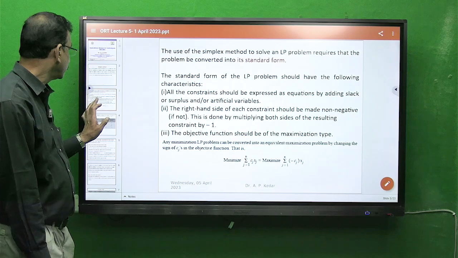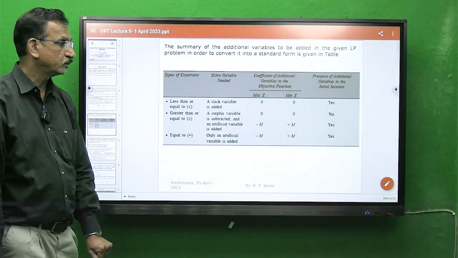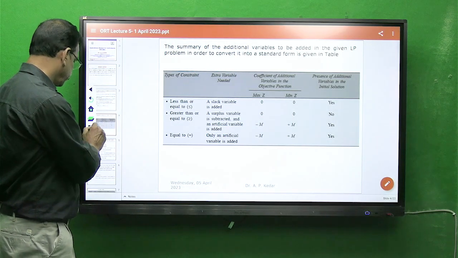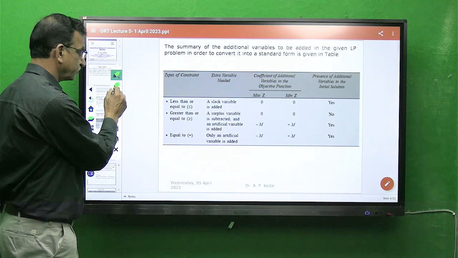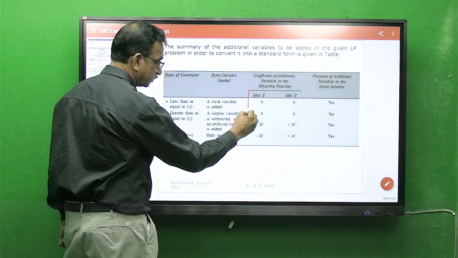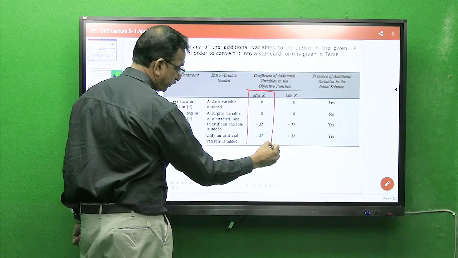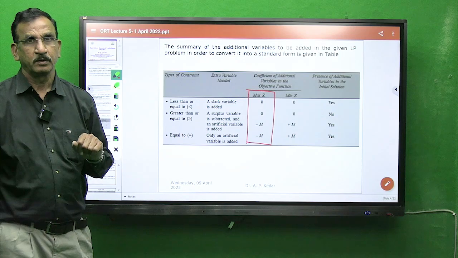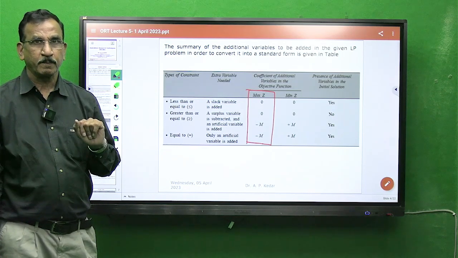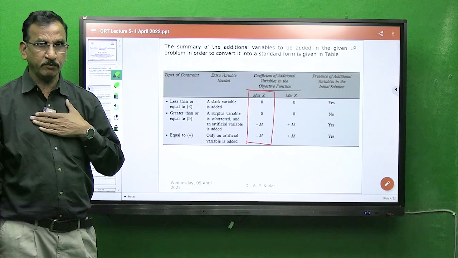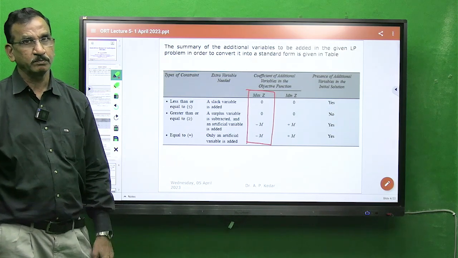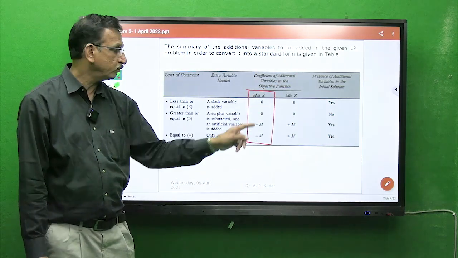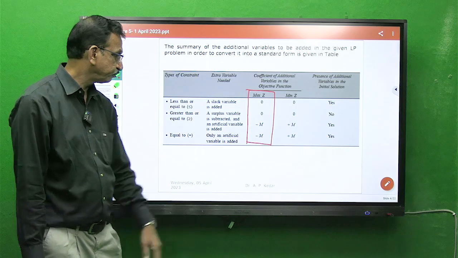Now, this table we will be concentrating on. Suppose you focus your attention on this part, because in the previous slide we have written that we will be studying the procedure for maximization. Which means I will be interested in converting minimization to maximization. Even I can go for specifically minimization. Right now we will see how it will work.